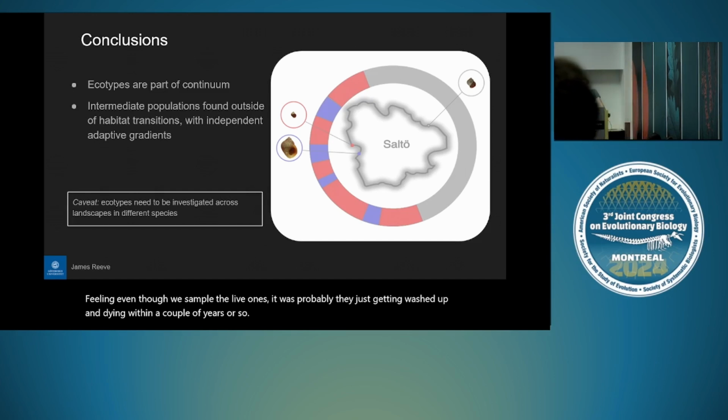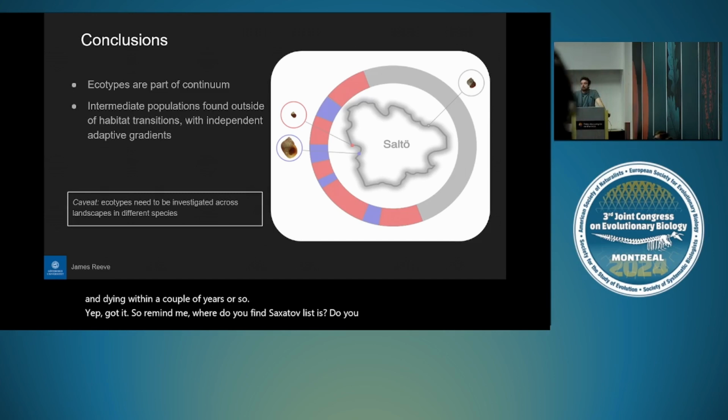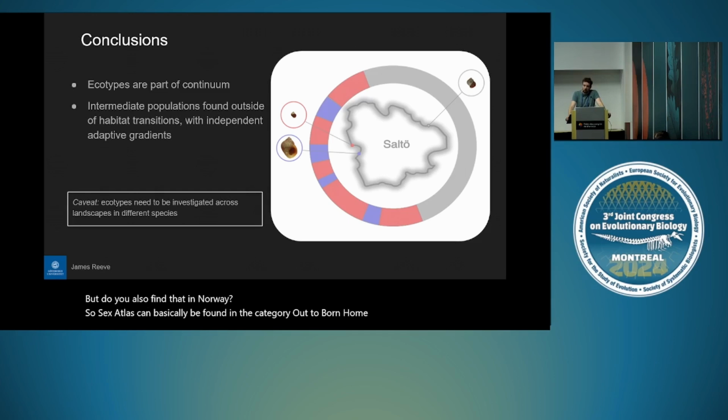Yep, go ahead. So, remind me, where do you find Saxatilis? Do you find it in the Kattegat, but do you also find it in Norway? So Saxatilis can basically be found in the Kattegat out to like Bornholm, and in Norway all the way up to North Cape.